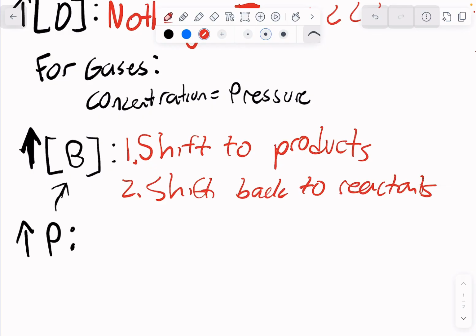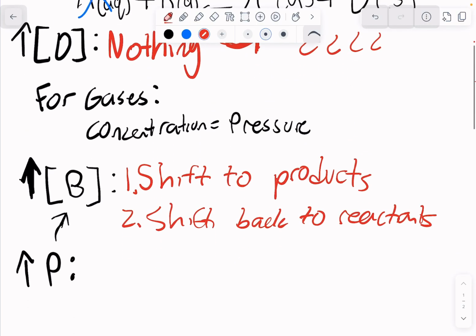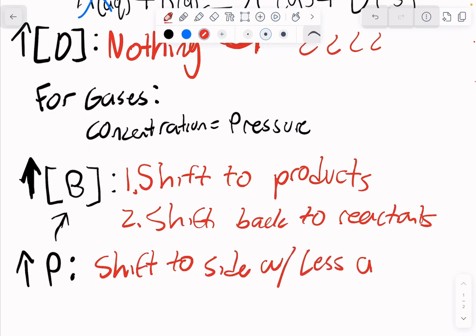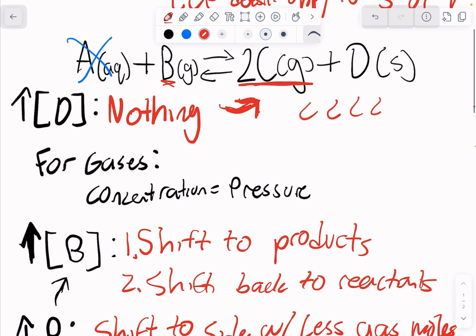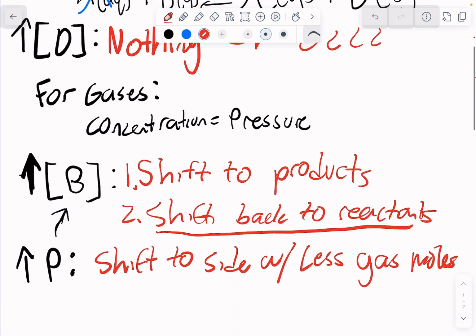Okay? When we increase the pressure as a whole, the system will shift to the side with less gas, less moles of gas. We see this in our previous example. We increased B, or we just increase the pressure in general, because as we increase B, we're also increasing the pressure of C. So we're increasing the pressure of the total system. And it ended up shifting back to the reactants, the side with less gas.